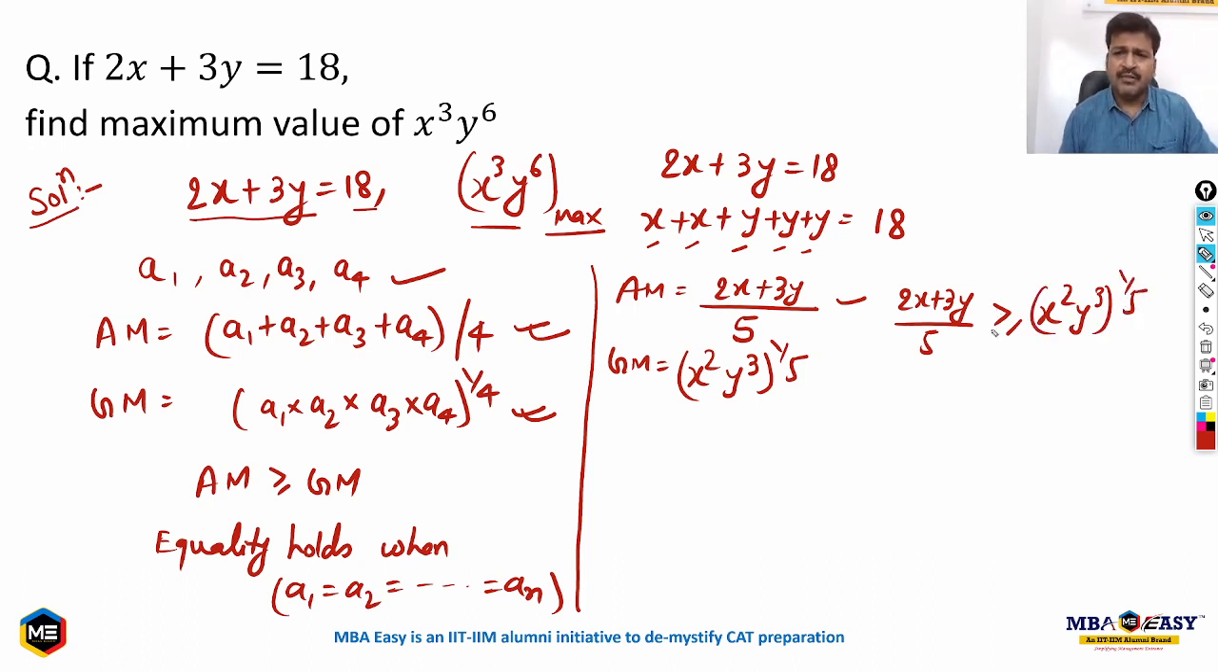But remember, we don't have to find x square into y cube. We have to find the maximum value of the expression x cube into y to the power 6. So if you go this way, you will not get x cube into y to the power 6. You will get x square into y to the power 3. So prima facie, it does not appear as if this is the correct way. But there is a better way. Let us continue with the same.